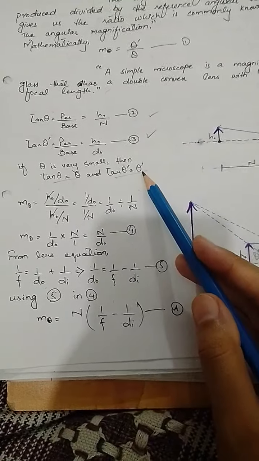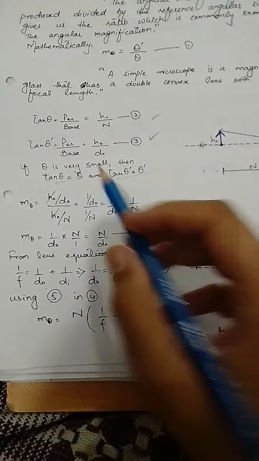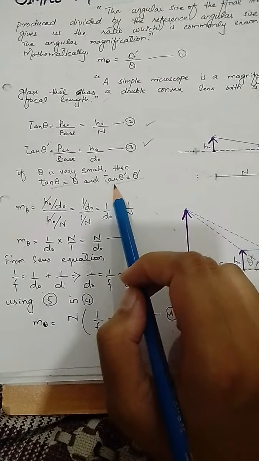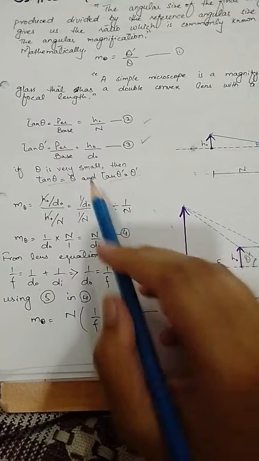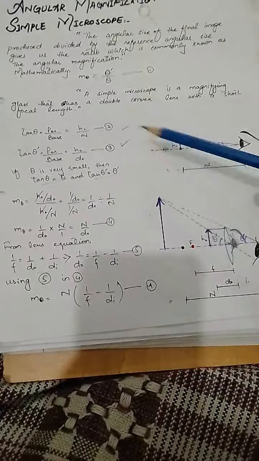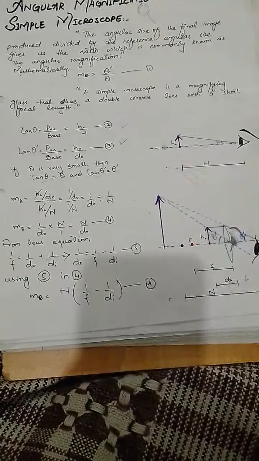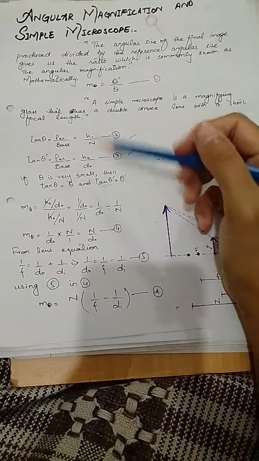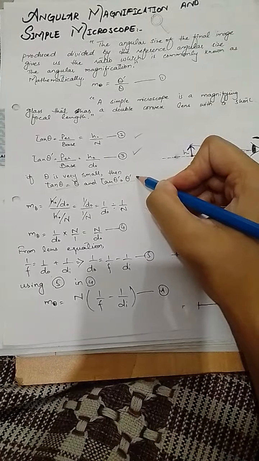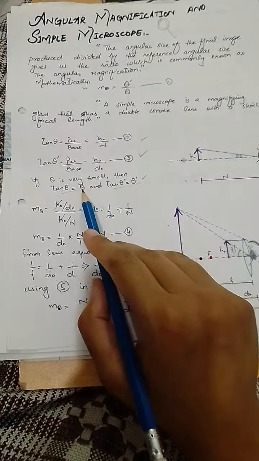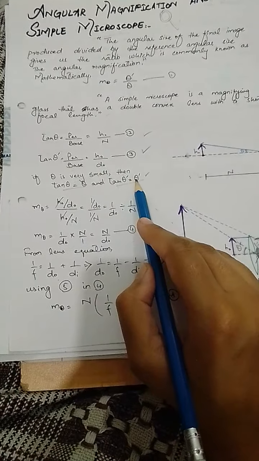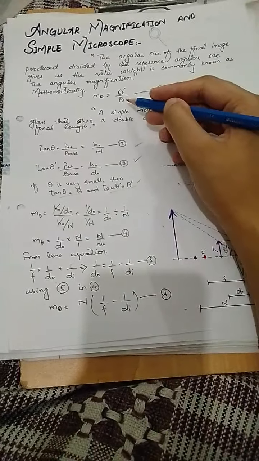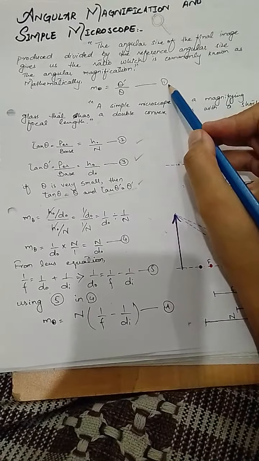You might have studied it in your mathematics course. So if theta is very small, then tan theta equals theta and tan theta dash equals theta dash. We have considered the case of very small thetas so that these thetas are equal to their tangents. Now what are we going to do? After this point, we have already obtained theta and theta dash. So we are just going to use these two things in our equation number 1.